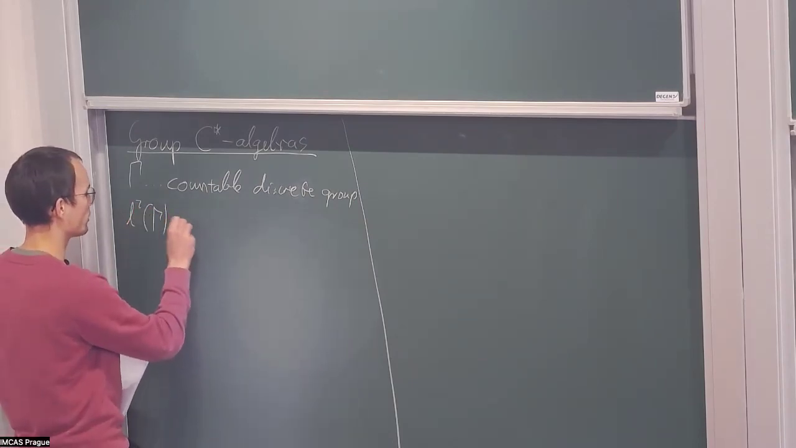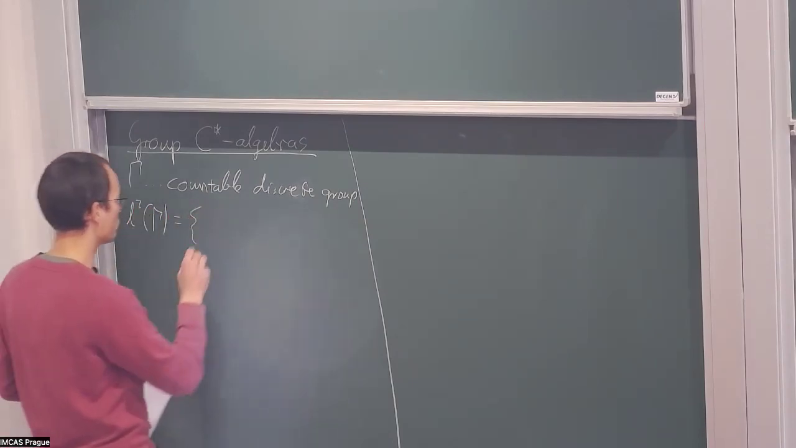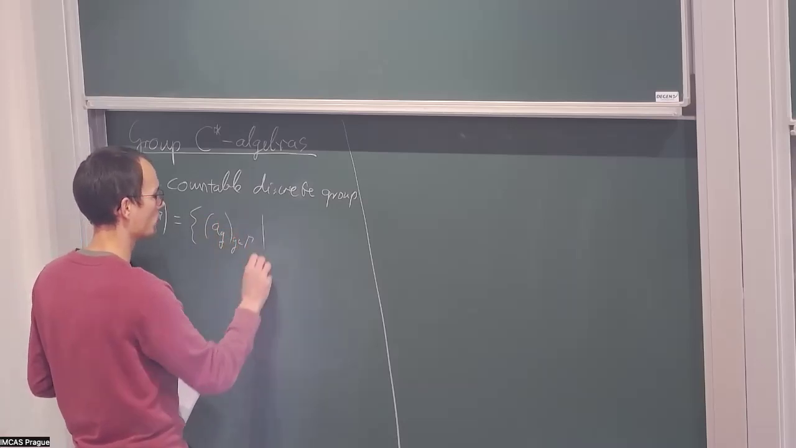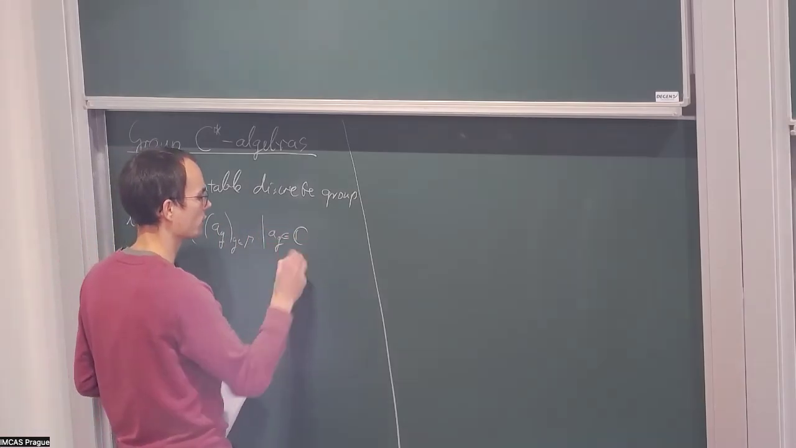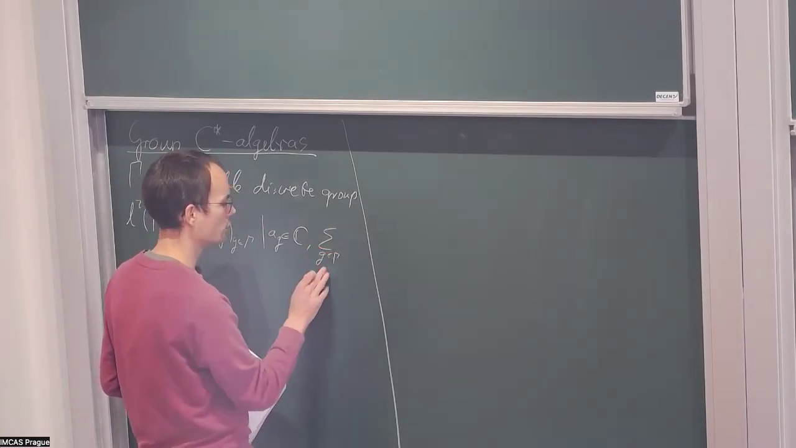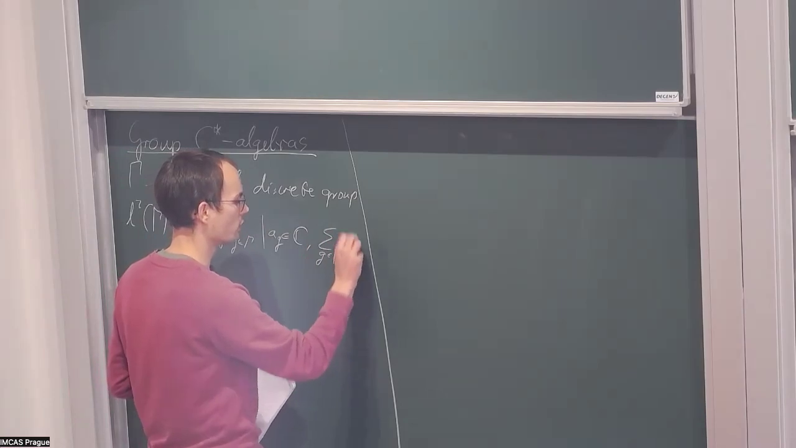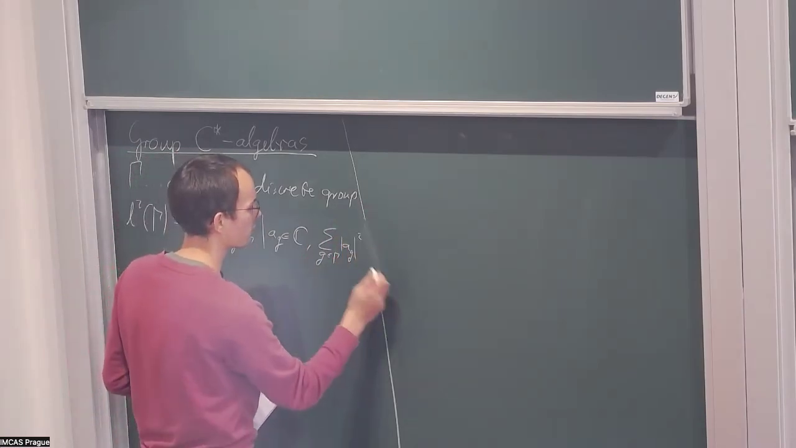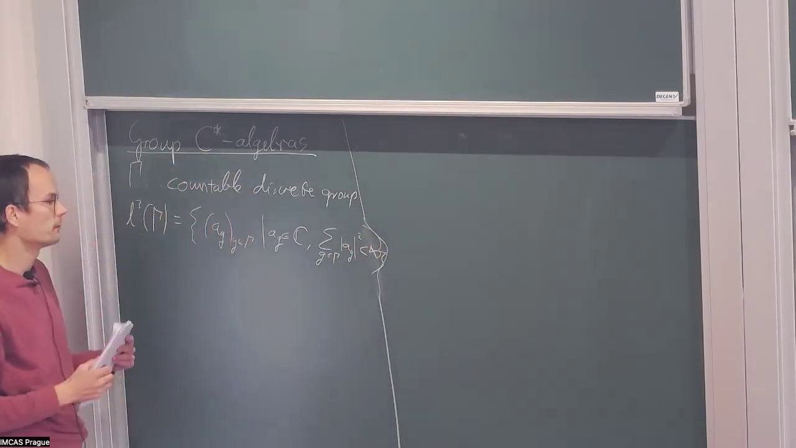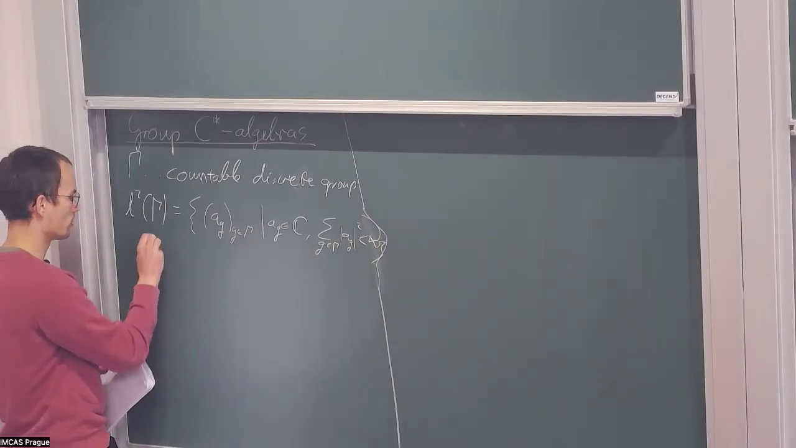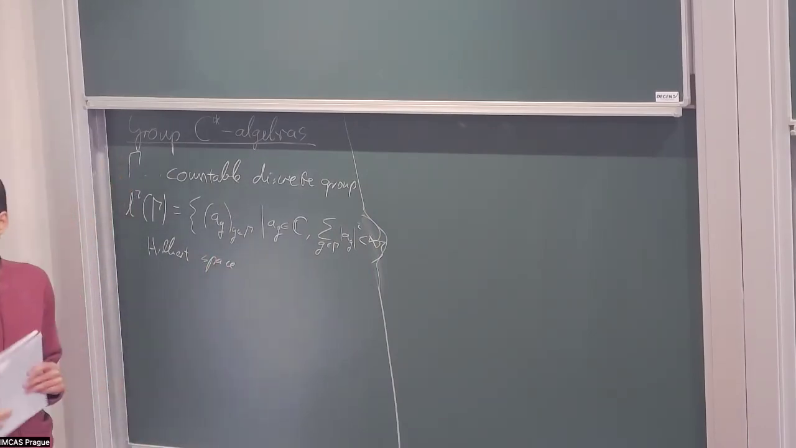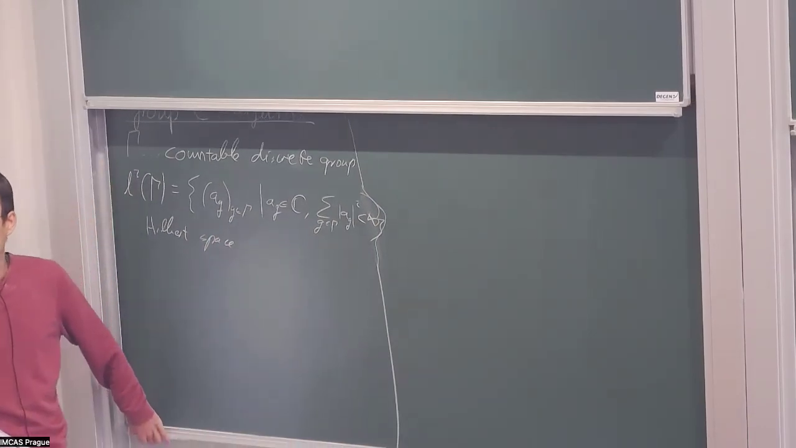First of all, we take the Hilbert space L2 of gamma, which consists of all complex sequences with complex entries that are square summable. So the sum over all g in gamma of a_g absolute value squared is finite. Okay. I guess everybody is familiar with this, or should I write down the inner product? I guess it's fine.